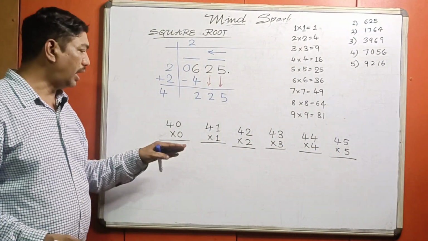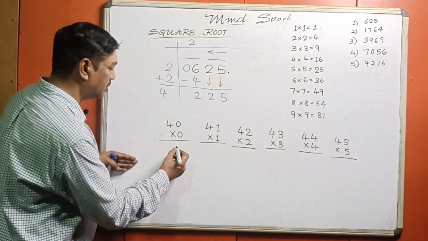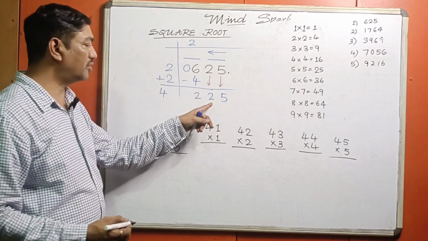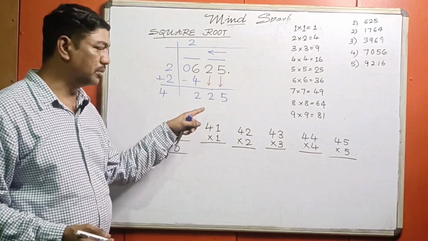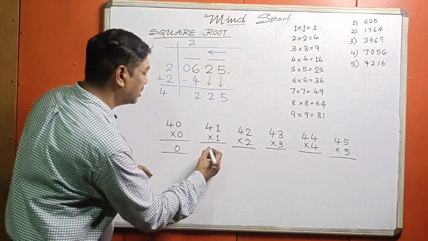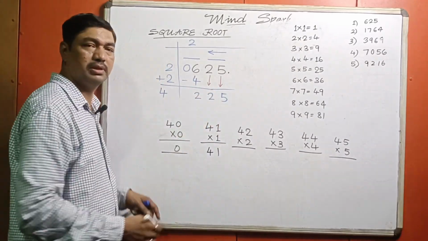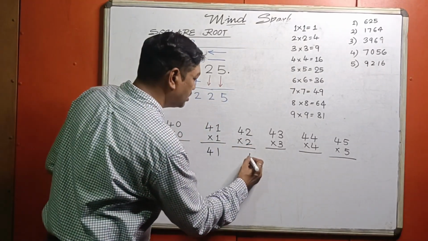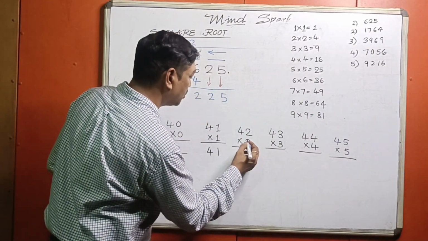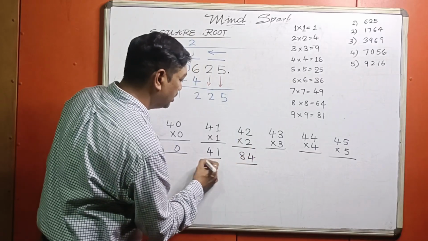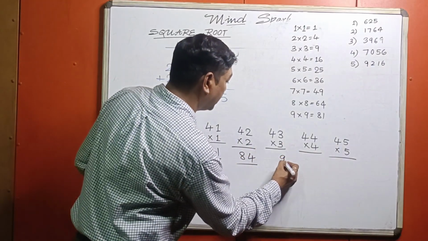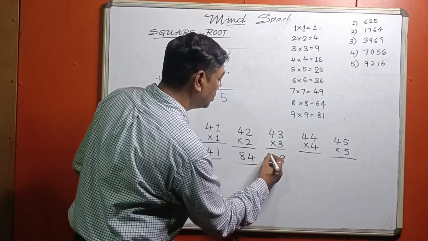In these options, you can see the first one is 0. 225 is far more than 0. Next comes 41, which is not matching with 225. Then with 2: 2 twos are 4, 2 fours are 8, so 84 is also not matching. Then 3: 3 threes are 9, 3 fours are 12.